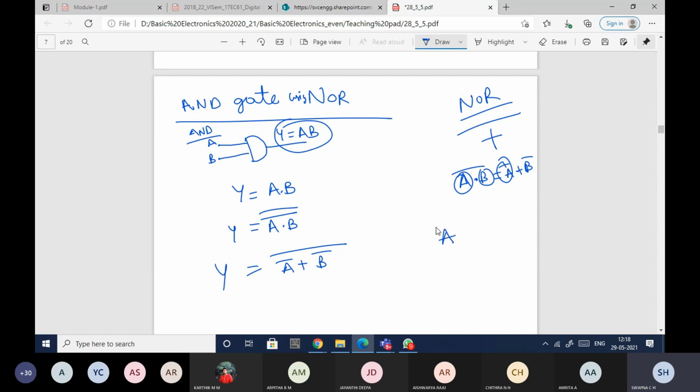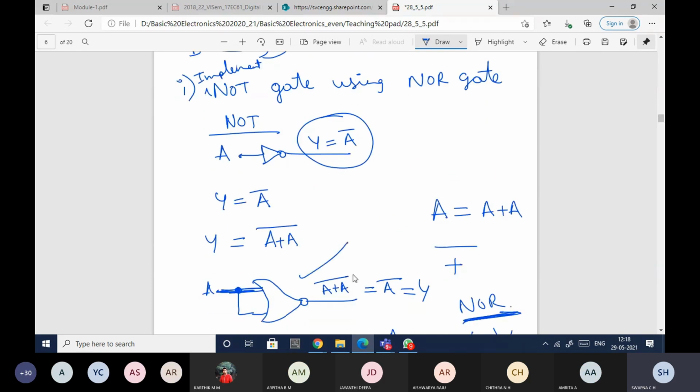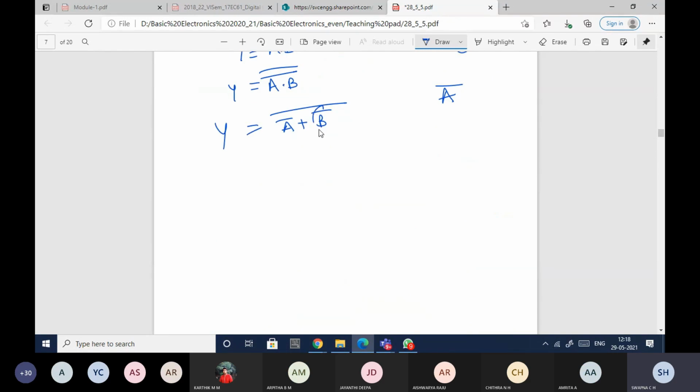You know how to get A bar. Here I've shown you how to get A bar, and in the same way you can get B bar also. So A bar I can get, B bar I can get. Now this term plus this term, whole bar. So I will be able to implement it using NOR gate.